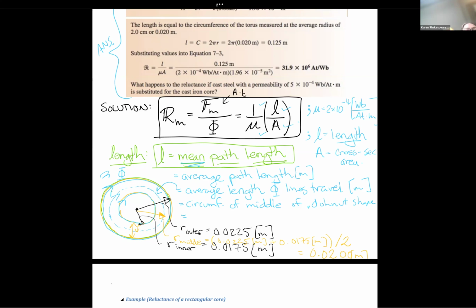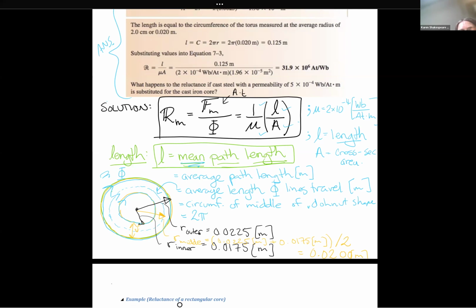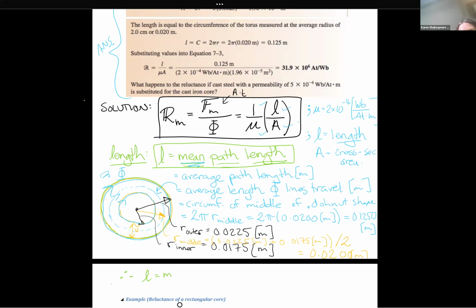So my mean path length, back to my mean path length, would be pi d, so pi times 2 of those, or 2 pi radius to middle, which would be 2 times pi times 0.0200 meters. So what that gives me is a length or a circumference of 0.1257 meters. So I'm just going to put that as a therefore statement. Therefore, L, which equals mean path length, equals 0.1257 meters.